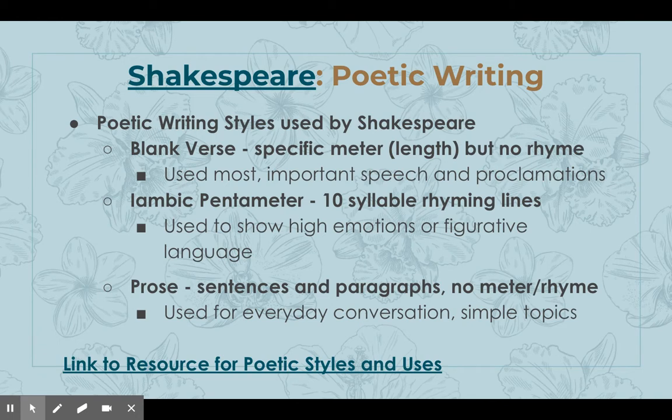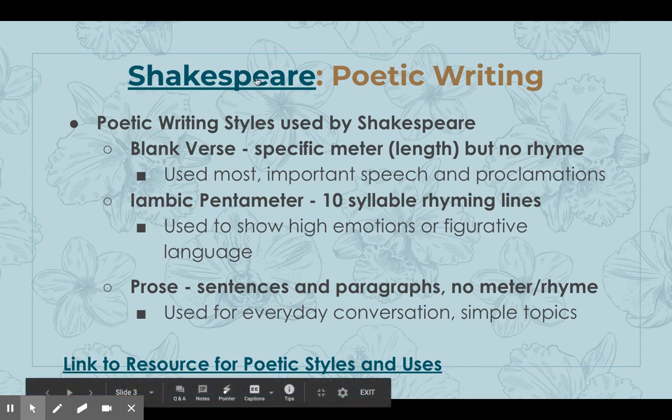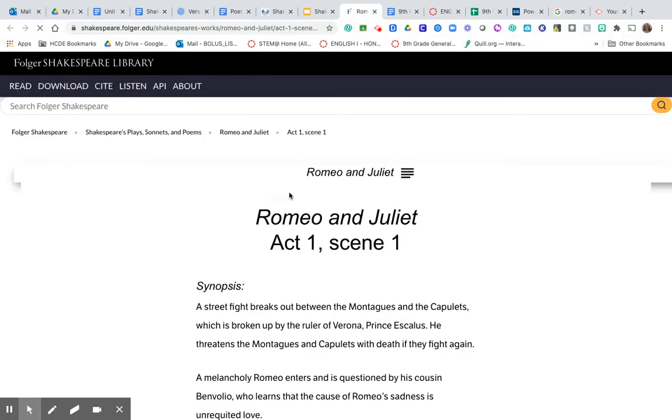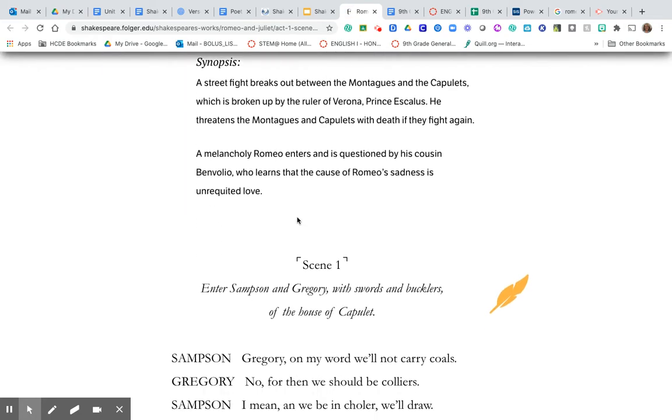So, in order to pay attention to it, Shakespeare has created blank verse that has a specific meter or length of line, which means it has a specific number of syllables, but it doesn't rhyme. So let's take a look at an example of what we call blank verse.